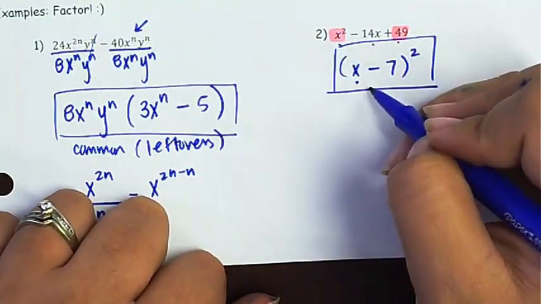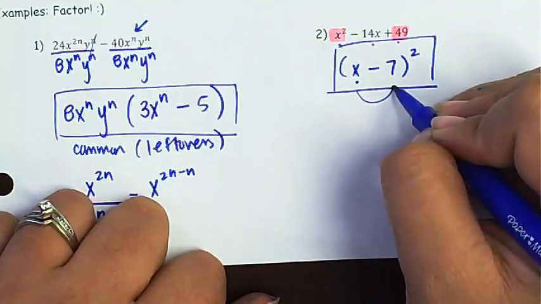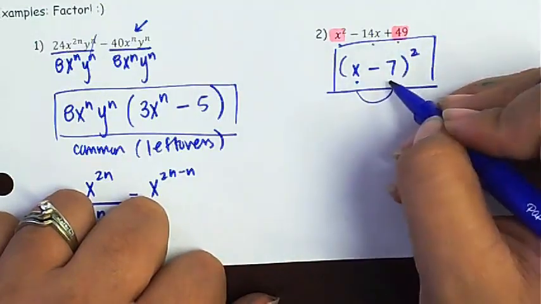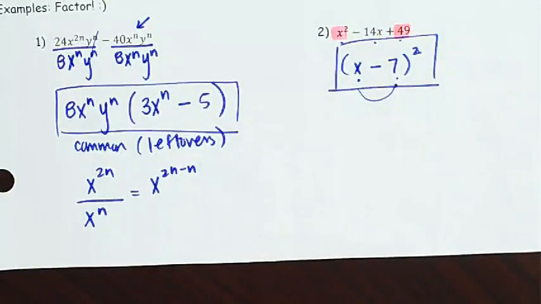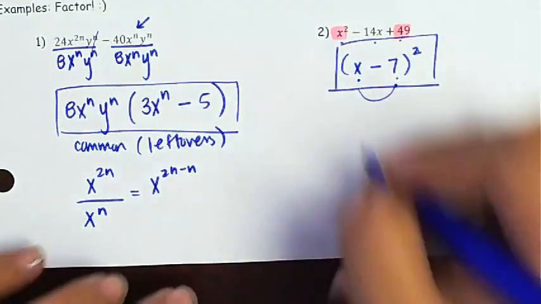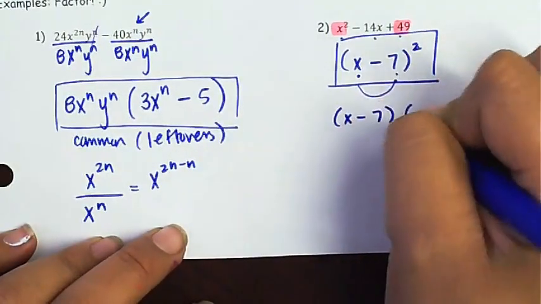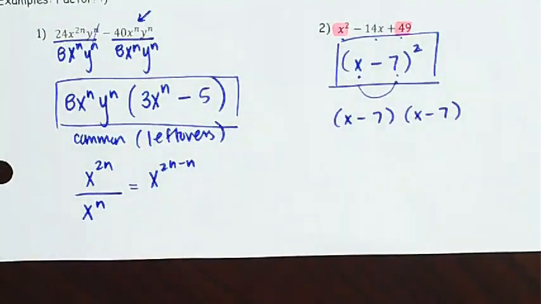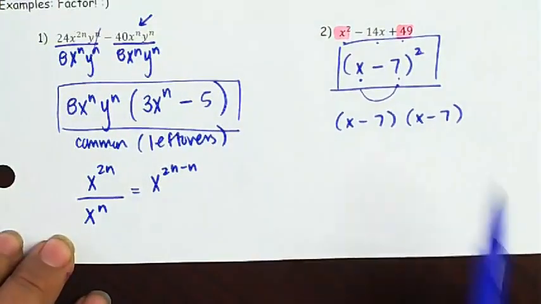X times x is x squared. This is negative 7 times 2 is negative 14x, and then 7 times 7 is positive 49. You can also write it out if you want to. You can write it as x minus 7 times x minus 7. But really, once you spot that it's a perfect square trinomial, you can just do that. Remember, the answer is the factored form. All right, backside.